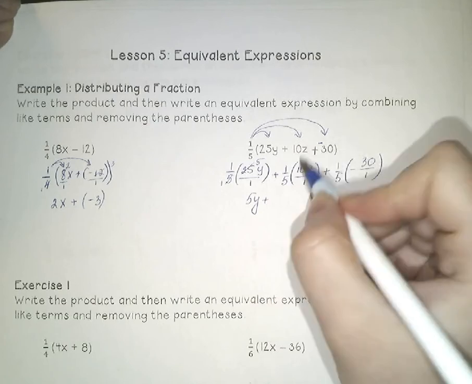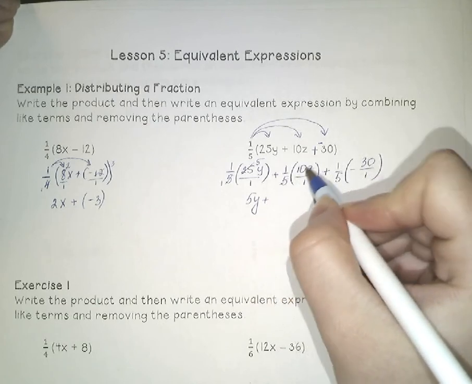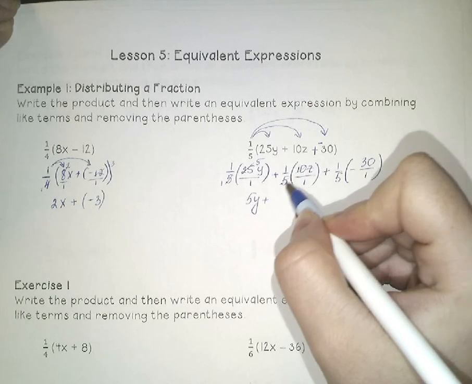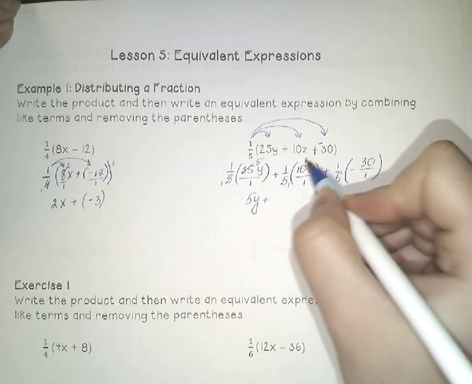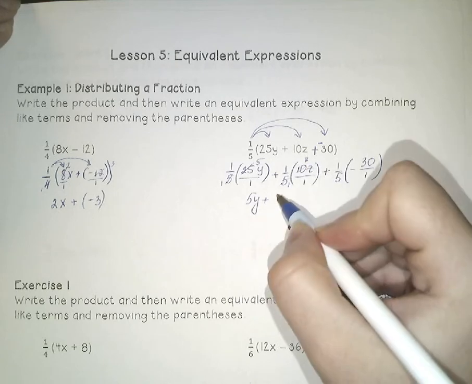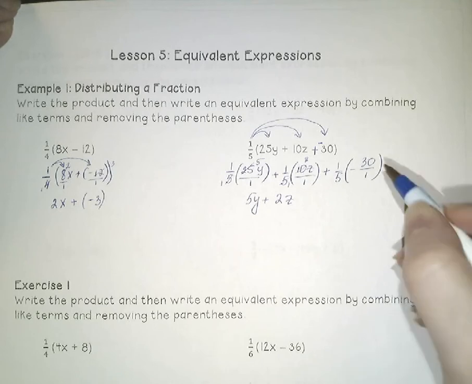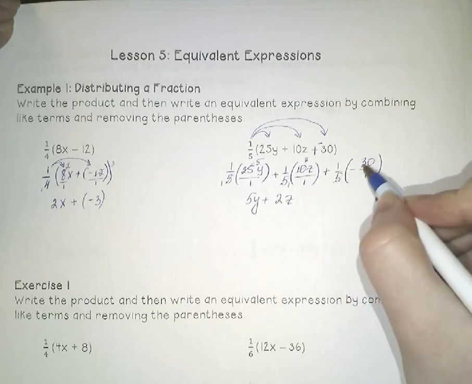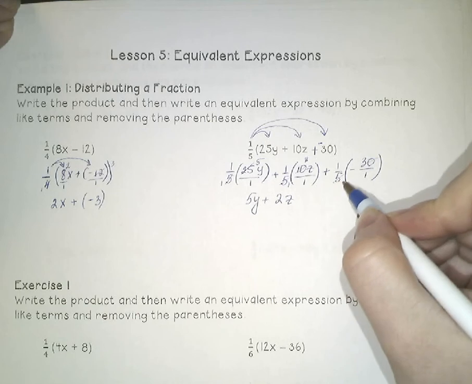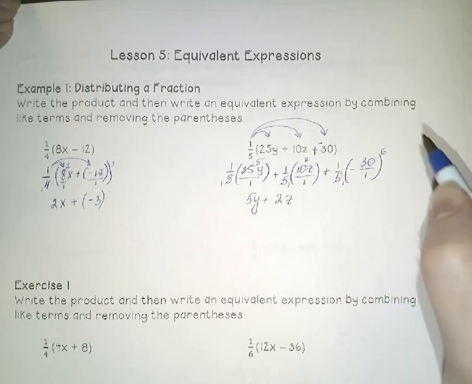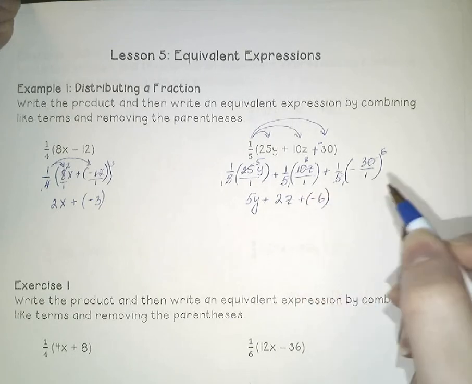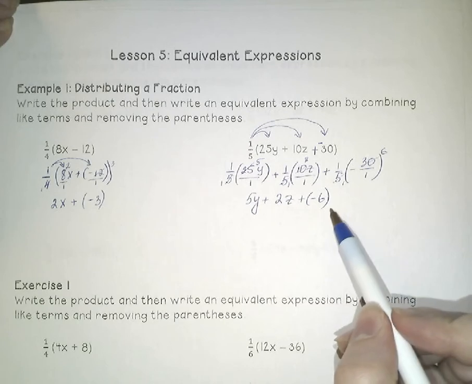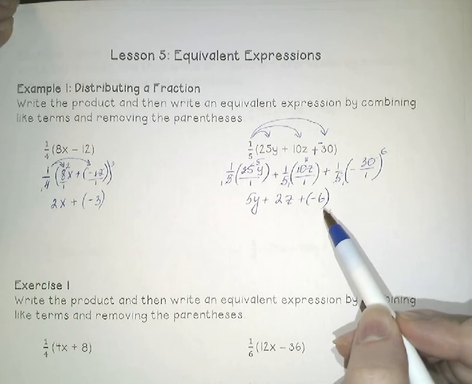Then we'll have 1/5 times 10z. 5 and 10 can also be simplified. Both numbers can be divided by 5. 5 will become 1, 10 will become 2, and 1 times 2z is 2z. And then again, I can simplify 5 and negative 30. 5 will become 1, 30 will become 6. 1 times negative 6 is negative 6. There is nothing I can add together. All of these terms are not like terms. This is the simplest form. We are done.